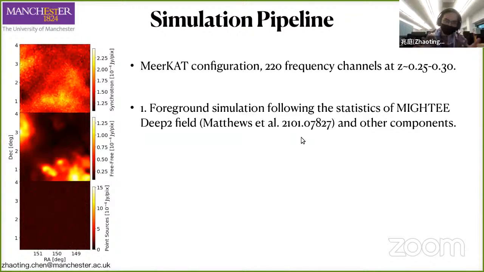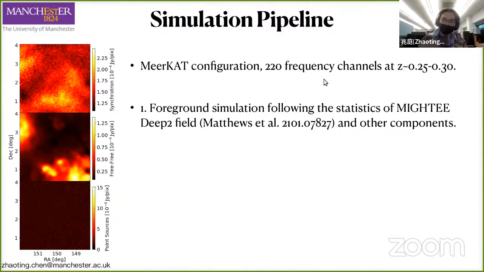So in order to answer these basic questions, it seems clear that we need to build an end-to-end simulation pipeline for these redshifts, with typical instruments that are going to target them, which are mainly conventional dish array interferometers, such as MeerKAT and the future SKA-Mid. Here we focus on using the MeerKAT configuration to simulate 220 frequency channels, which is a very narrow redshift range. And then we put in all the usual stuff.